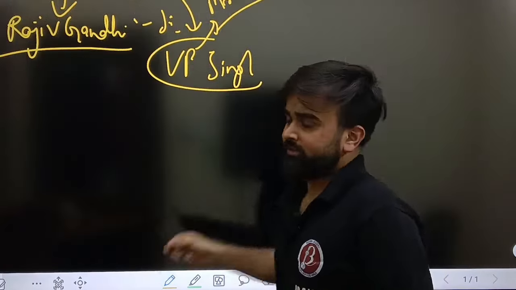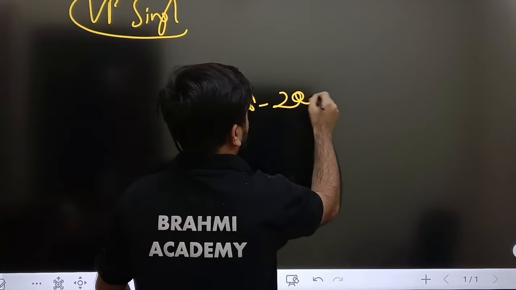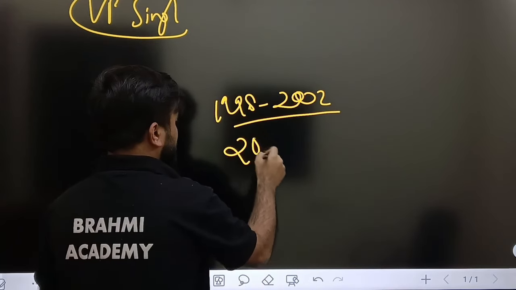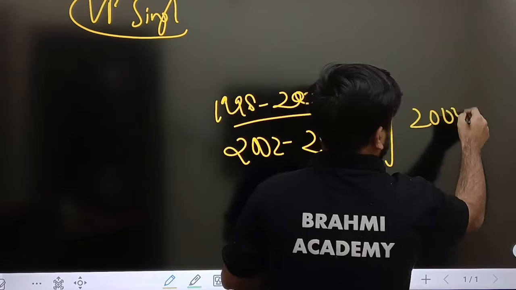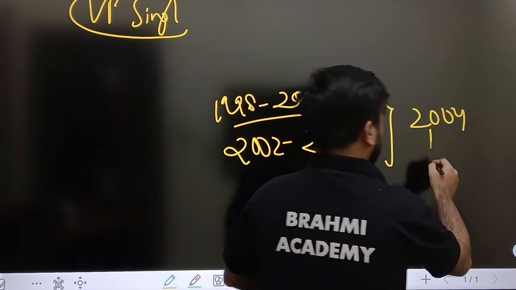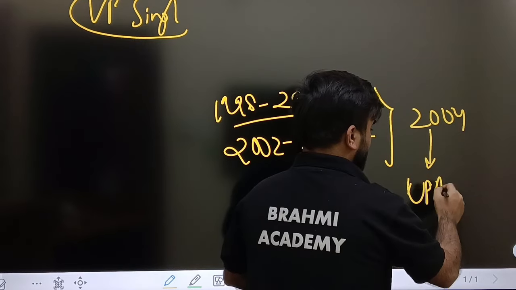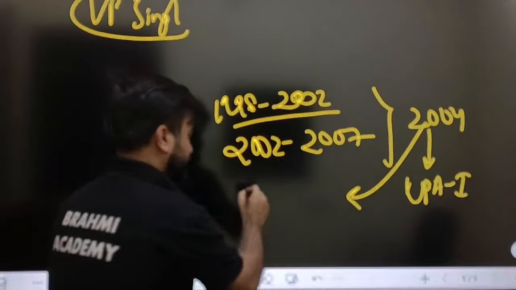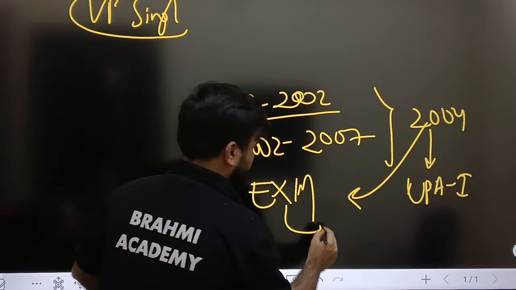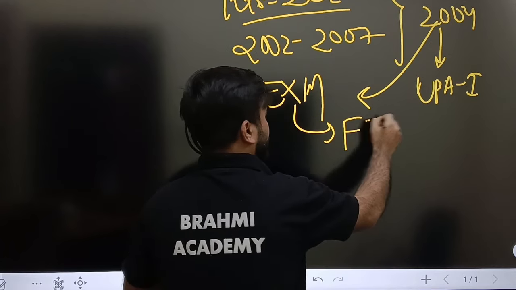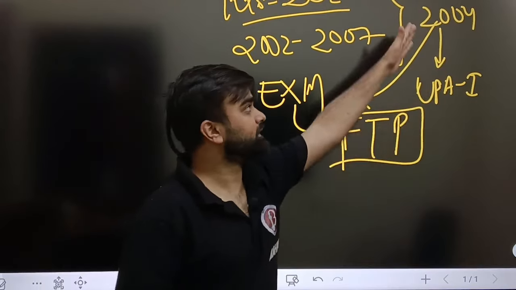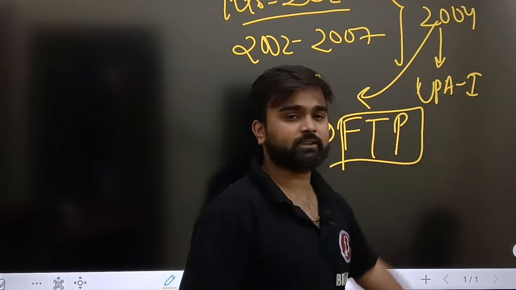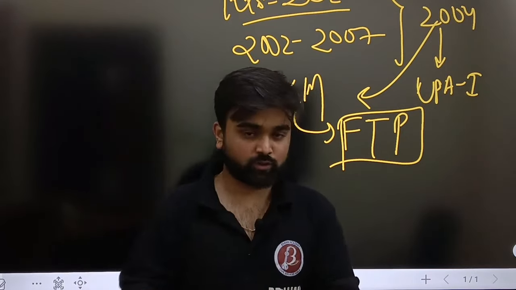Now later on, when successive governments came, they also tried to do many things. From 1998 to 2002, there was a foreign trade policy. Then from 2002 to 2007, a new foreign trade policy was there. But we all know, in 2004 there was a change in government. A new government was in power, which was Manmohan Singh's government, that is UPA 1, correct? What they did is change the name of EXIM to Foreign Trade Policy, FTP. So the year was 2004 when the EXIM policy was changed to Foreign Trade Policy. And who was the Prime Minister at that time? Dr. Manmohan Singh. So till now, I guess you people have understood what exactly these things are.